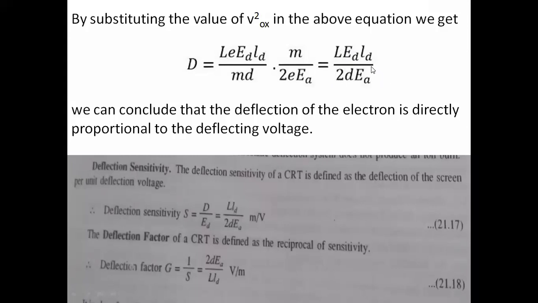Suppose we apply a greater amount of positive potential on the vertical deflection plates, then what happens? The more movement of the electrons will be there.